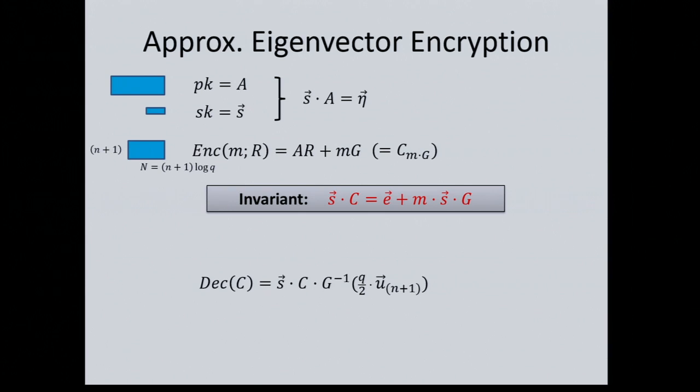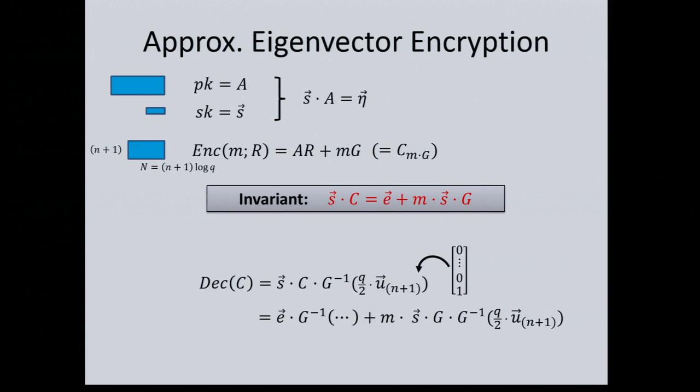In order to decrypt the ciphertext C, I'm going to compute S times C. It's going to give me this thing, but in order to extract M, I'm going to do this little trick. I'm going to multiply by G inverse of this vector. What is this vector? Well, U n plus 1 is just a unit vector. It's 0, 0, 0, 0, and 1 at the end. And I'm just multiplying it by the scalar Q over 2. Why did I choose this vector? Perhaps you remember ages ago when we defined this vector S, we had a slightly shorter S and we added 1 at the end. This means that the inner product of this U with our vector S is going to be 1.